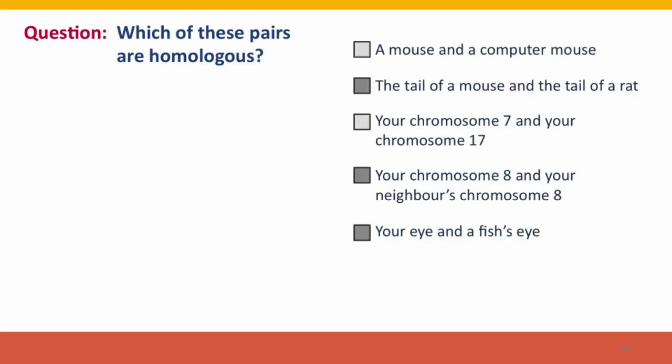Well, I hope that you did check more than one box. I hope you checked all three boxes that are entities that are indeed homologous. The two that are not homologous, your chromosome 7 and your chromosome 17, they have completely different genes. They are not homologous at all. And of course, a mouse and a computer mouse, they're named the same because they look similar, but they're completely independent entities.